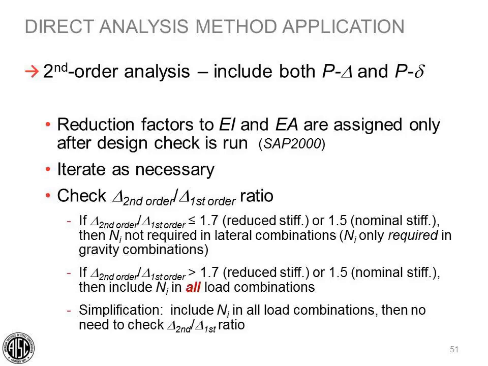After the members are sized, check the second order to first order drift ratios for each level. If the second order to first order drift ratio is less than 1.7, using the reduced stiffness, or 1.5 using the nominal stiffness, then the notional loads are not required to be included with other lateral load combinations. The notional lateral loads are only required in the gravity load combinations. However, if the second order effects are greater than 1.7, using the reduced stiffness, or 1.5 using the nominal stiffness, then the notional loads are required to be included in all load combinations, including those with other lateral loads. A simplification to avoid this check is to use the notional lateral loads in all the load combinations.